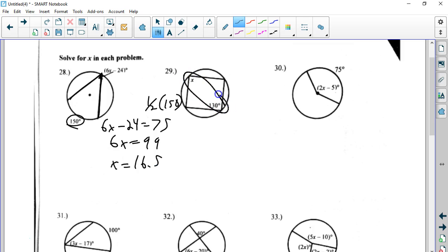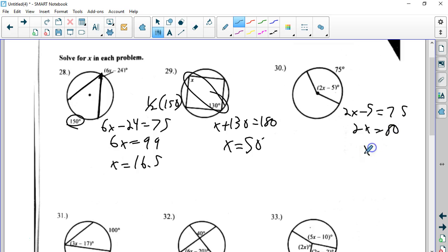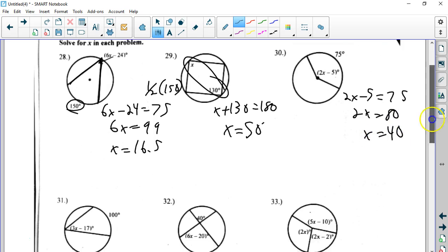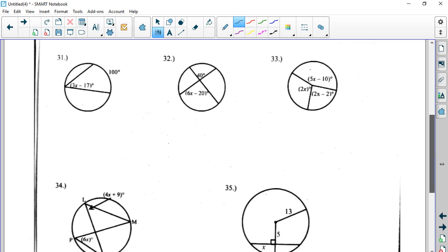Okay, right here, these add up to 180. So x plus 130 equals 180. You can kind of do it in your head. Subtract 130, you get 50. Here, 2x minus 5 is the central angle, is equal to 75 degrees. 2x equals 80. When you add 5, divide by 2, x is 40. Hit pause if you need it.